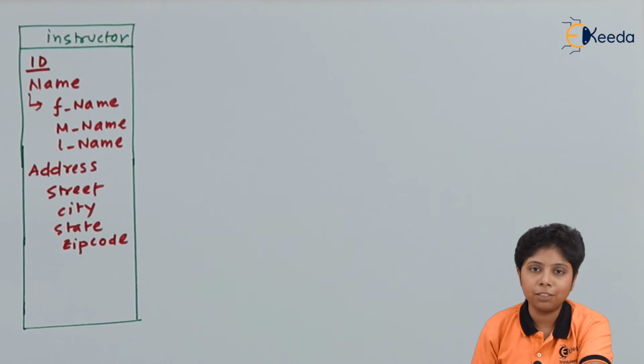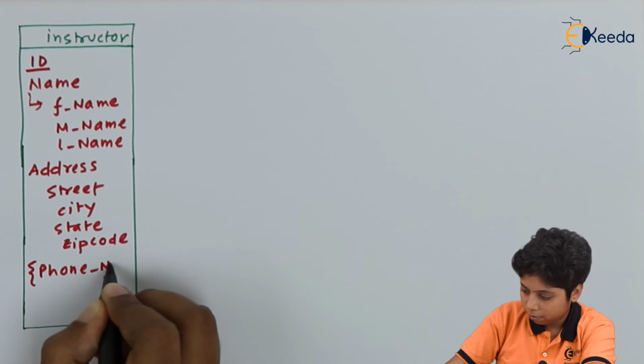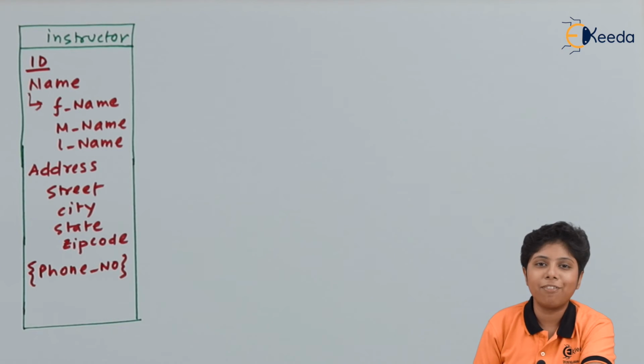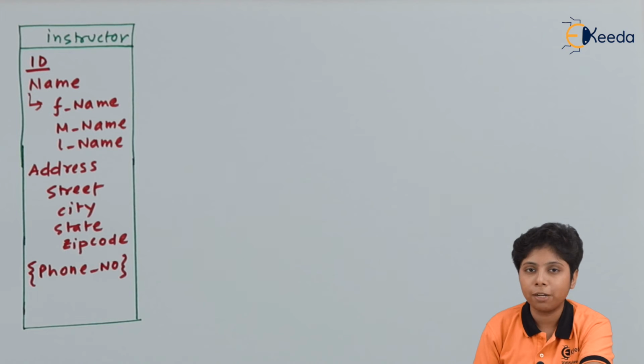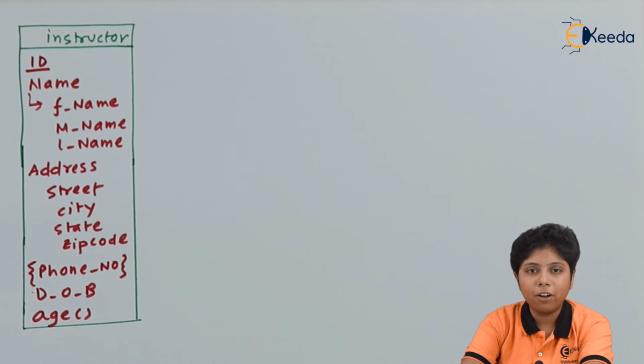Now how to add a multi-valued attribute? Just put it in curly braces. So the curly braces signify that the phone number has multiple values for the attribute. Again, the DOB can be a normal attribute and age can be a derived attribute. The derived attribute is followed by an opening and closing parenthesis. So these are all the representations, like ERDs, which we use in this way.